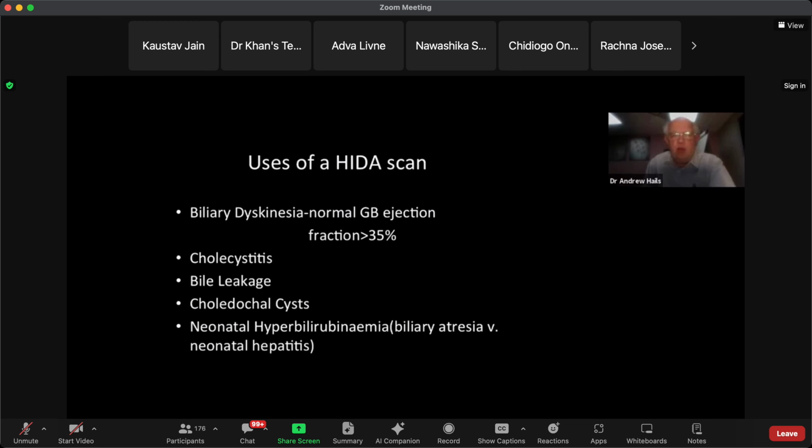So, I must say, what we seem to be asked to do HIDA scans for is biliary dyskinesia. Basically, with the gallbladder, you can do a gallbladder ejection fraction after giving them Calogen or something like that. It should be greater than 35%. But in fact, HIDA scans are very good for these other features as well. Choledochal cysts to identify them, or in the neonates to distinguish between biliary atresia, when you obviously won't get anything going through into the bile ducts, and neonatal hepatitis when you should get some.